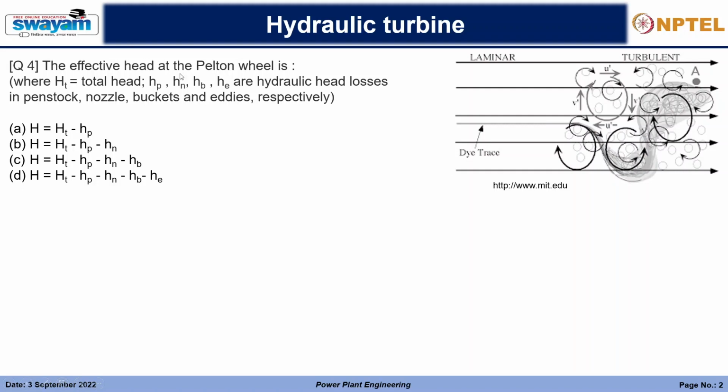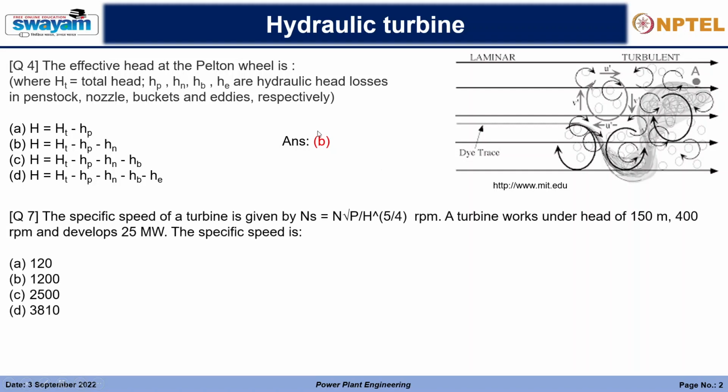These two losses won't contribute to the effective head on the Pelton wheel, because they occur after striking the bucket, right? So before striking the bucket, what do we have? The losses at the penstock and at the nozzle. At the penstock there will be some shear losses. Then in the nozzle, when the water is coming out, we multiply with a factor Cv, as it is forming a vena contracta. These are the losses we need to consider to measure the effective head. Hence the answer should be B, that is the total head minus the penstock and the nozzle head losses.